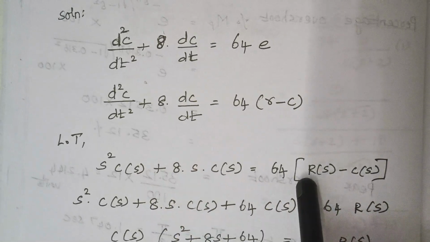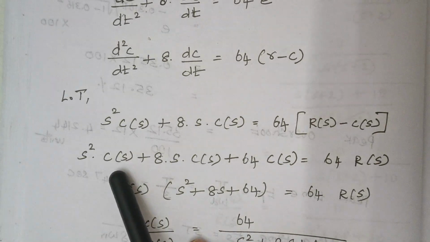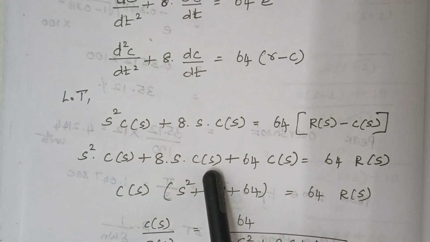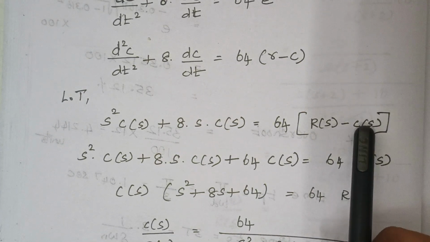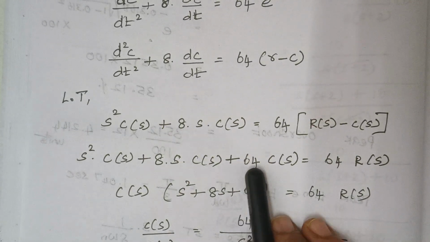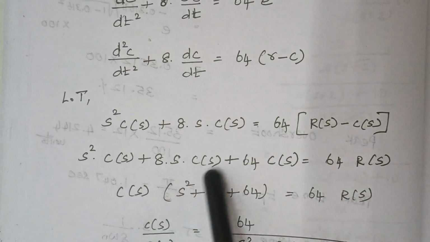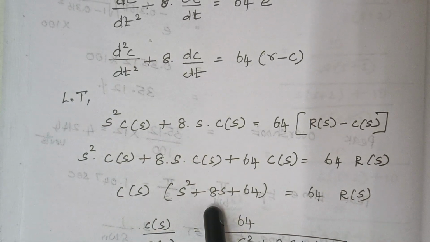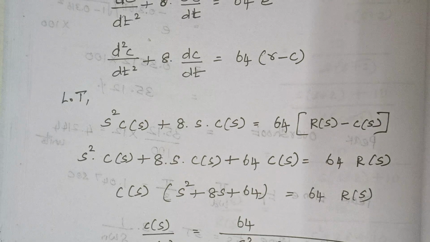Okay, these are all the basic things we have studied in our chapter 1. And the next thing, we are going to arrange the C of S terms together. So here s square into C of S plus 8s into C of S, and here we are having 64 into minus C of S. So when I bring this minus C of S into 64 to the left hand side, this minus sign becomes plus here. So plus 64 into C of S, which is equal to 64 into R of S here. So in this term, we are taking C of S commonly outside. So the remaining terms will be s square plus 8s plus 64, which is equal to 64 into R of S.